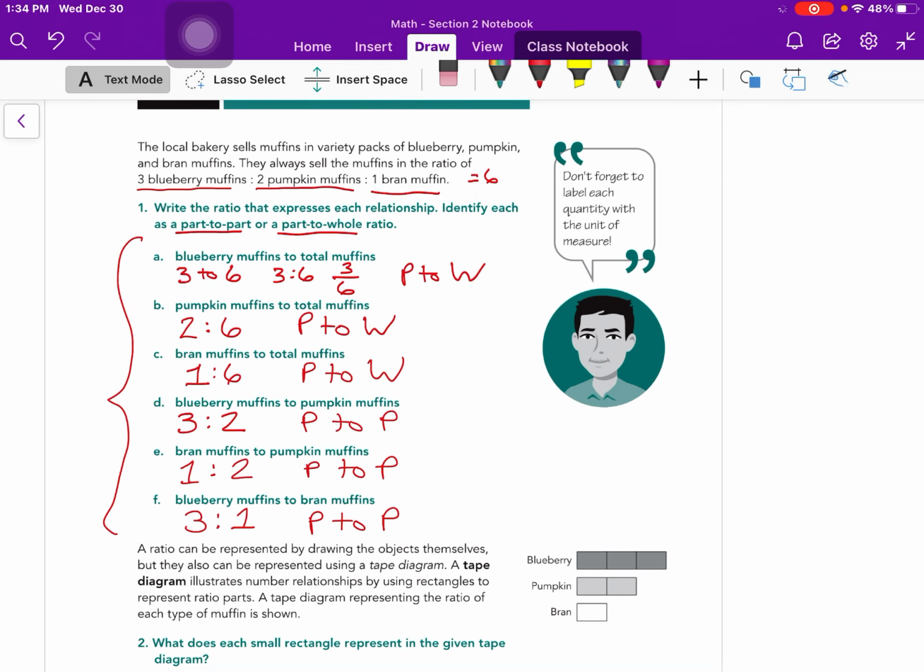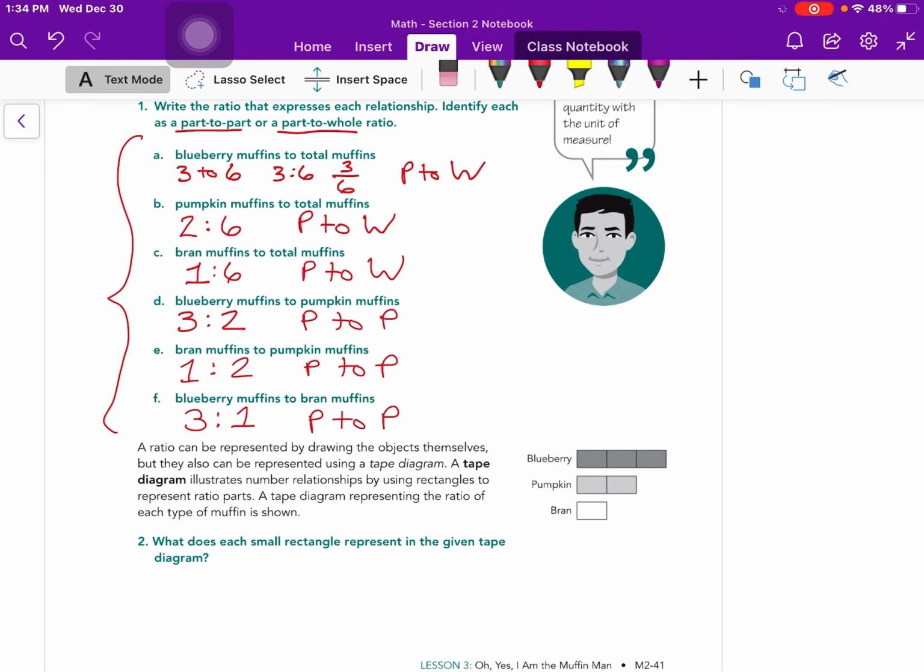All right, so far so good. Down at the bottom, it says a ratio can be represented by drawing the objects themselves, but they could also be represented by using something called a tape diagram. A tape diagram illustrates the number relationships by using rectangles to represent ratio parts.